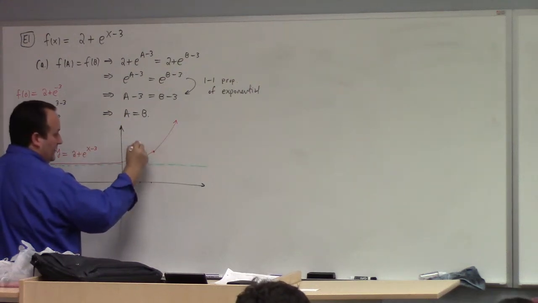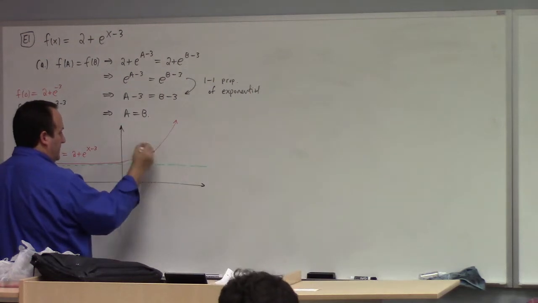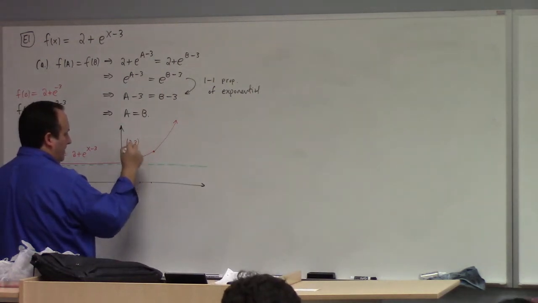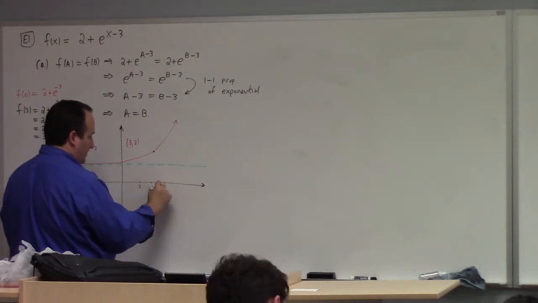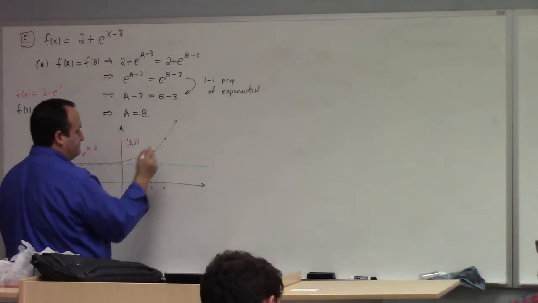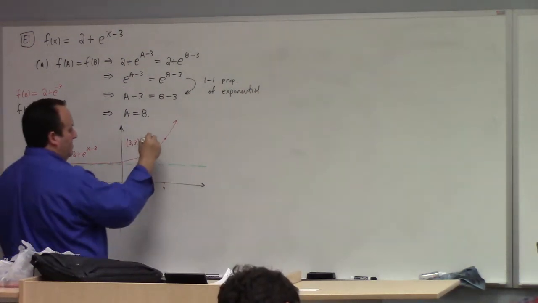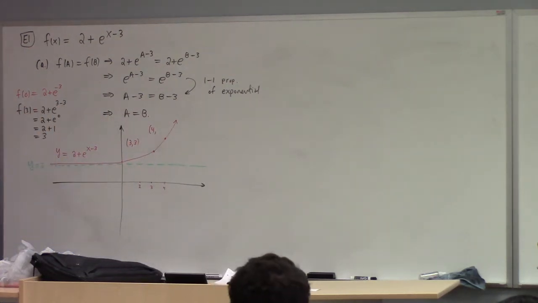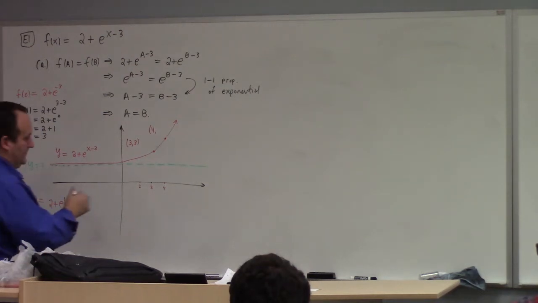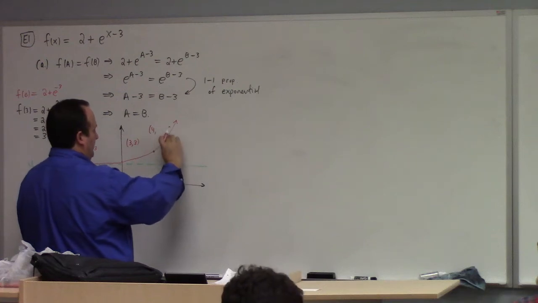So this point here was 3, apparently. And let me go one point over. So at 4, where are we at? f of 4 is what? 2 plus e to the 4 minus 3, which is e to the 1, right? So e to the 1 is about 2.7, so we're at about 4.7-ish. So my picture's probably a little bit off.